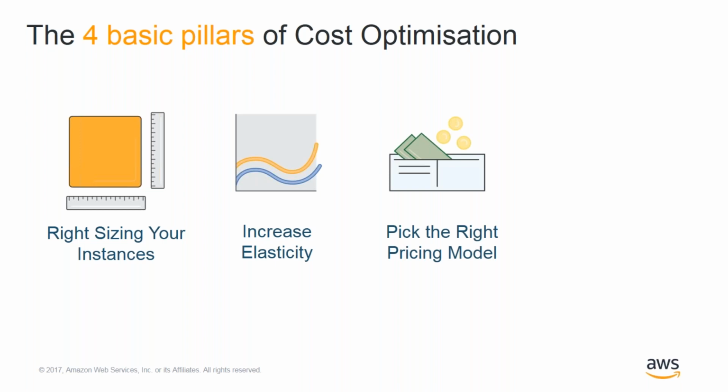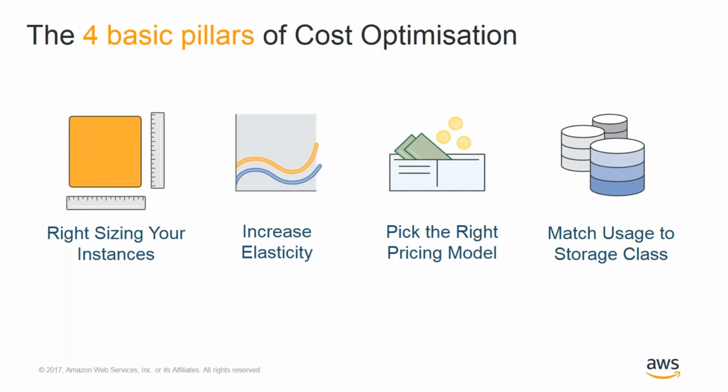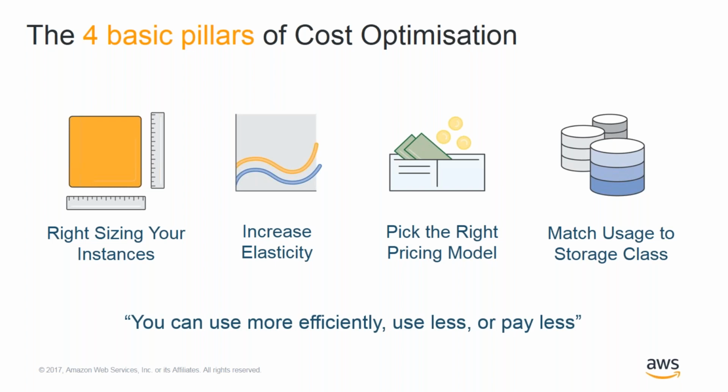AWS also provides a few different pricing models to fit your business needs, which I'll go into detail a bit later. And there are many different types of storage as well. So there are cheaper storage for lower performance needs and slightly more expensive storage for normal performance needs. Summarizing that, it's really about using things more efficiently, using less things, or simply paying less.